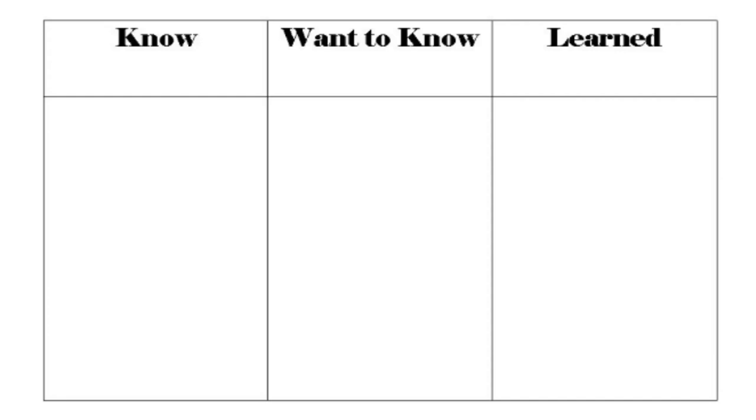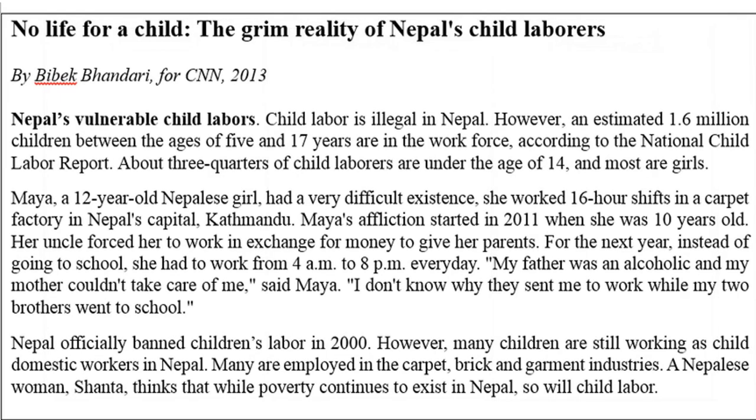Done? Okay, so I have here a passage that I want you to read. In the first box, I want you to write all the things that you already know about this text by just reading the title, No Life for a Child, The Grim Reality of Nepal's Child Laborers.